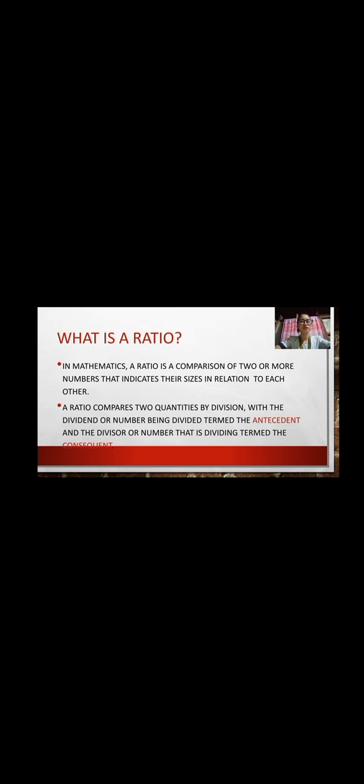So, what is a ratio? In mathematics, a ratio is a comparison of two or more numbers that indicates their sizes in relation to each other. A ratio compares two quantities by division, with the dividend or number being divided termed the antecedent and the divisor or number that is dividing termed the consequent.